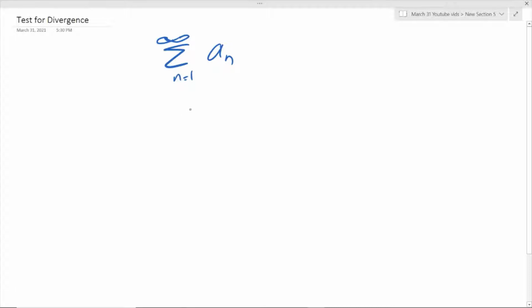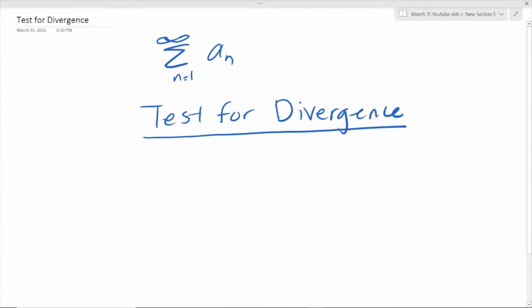Basically, the sums going to a finite number, adding up to a finite number over time when we go from n equals 1 to infinity. But here we're testing for divergence. So we typically use the test called the test for divergence.